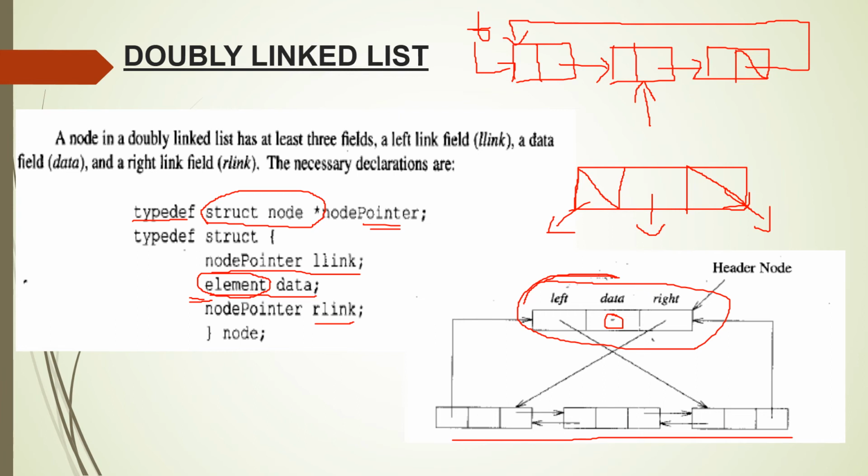If the double linked list has a header node, then the left link field of the first node and the right link field of the last node hold the address of the header node. Therefore the left link field of the header node is pointing to the last node, and the right link field of the header node is pointing to the first node. This is the representation of the double linked list, that is how you are going to store a double linked list inside a memory.